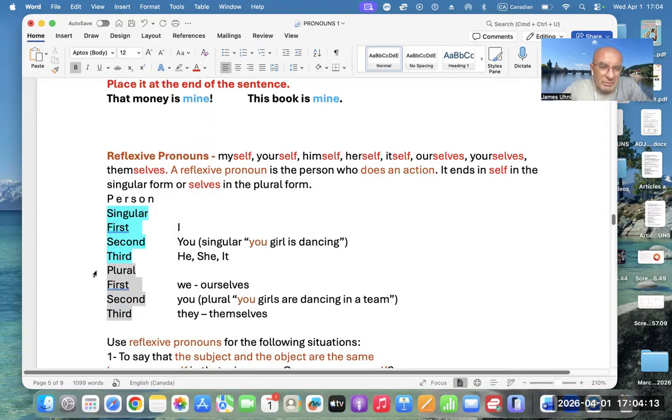pronouns. First person is I. Second person is you, singular you. Girl is dancing. Second, in plural, you girls are dancing.